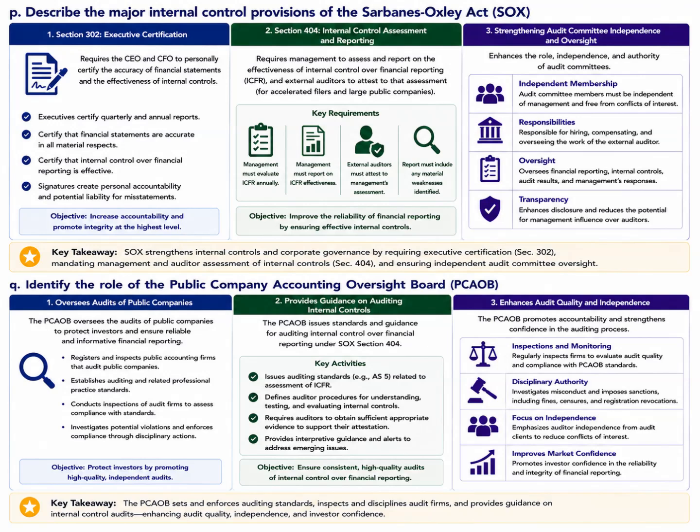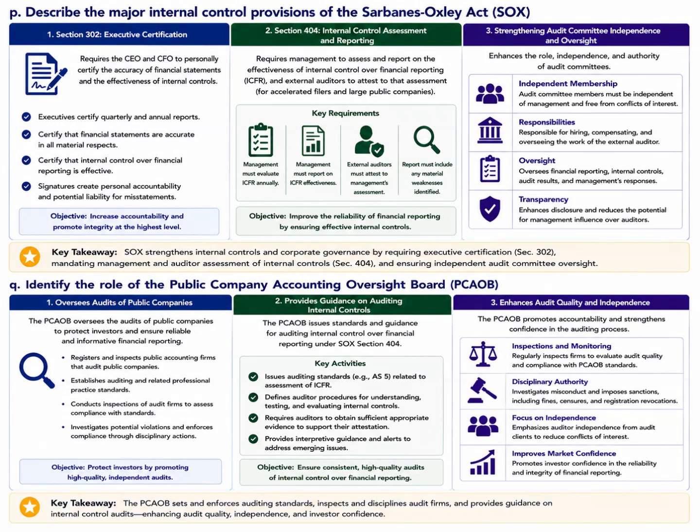Q. Identify the role of the Public Company Accounting Oversight Board, PCAOB. The PCAOB oversees audits of public companies. It establishes auditing standards, conducts inspections of registered public accounting firms, and enforces compliance to protect investors and ensure reliable financial reporting. It provides guidance on auditing internal controls.